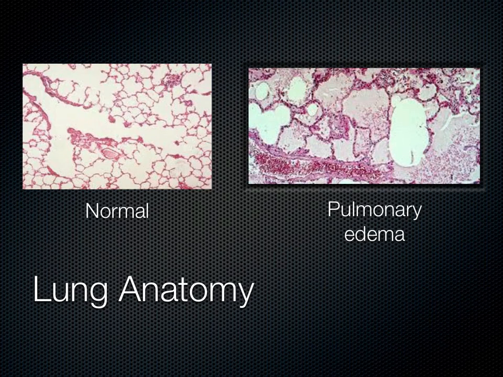In pulmonary edema, you can see that the walls of these alveolar sacs are distended with fluid, as well as the sacs themselves are filled with fluid. This is represented on ultrasound by artifacts that will reflect the increased lung water.